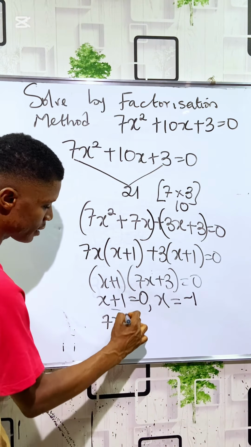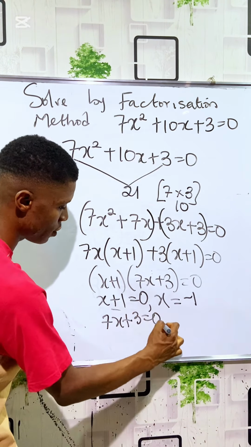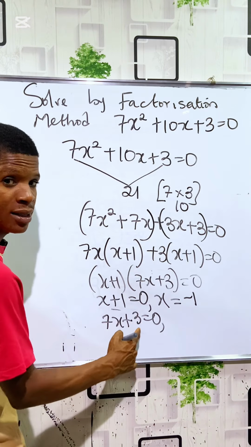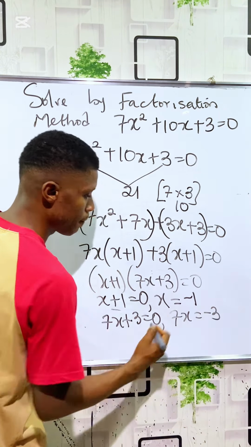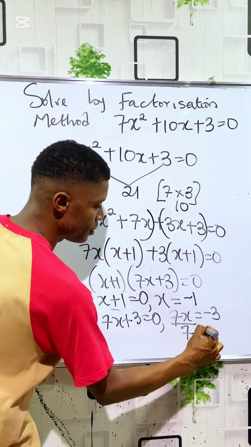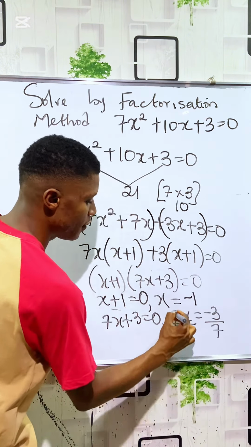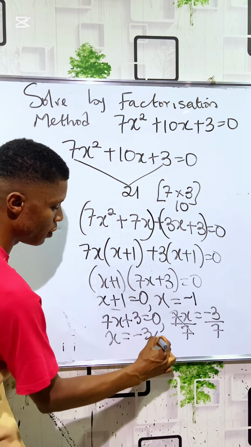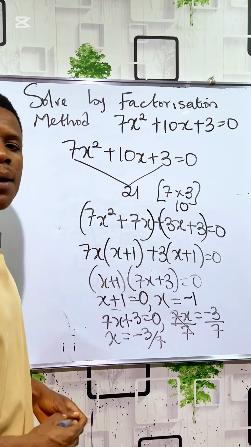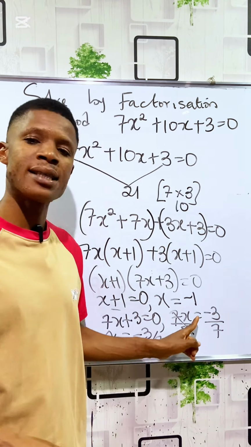Then 7x plus 3 equals 0. That means if you subtract 3 from both sides, you have 7x equals minus 3. Divide through by 7. If you divide by 7, x is equal to minus 3 over 7. So x can be minus 3 over 7 and x can be minus 1.